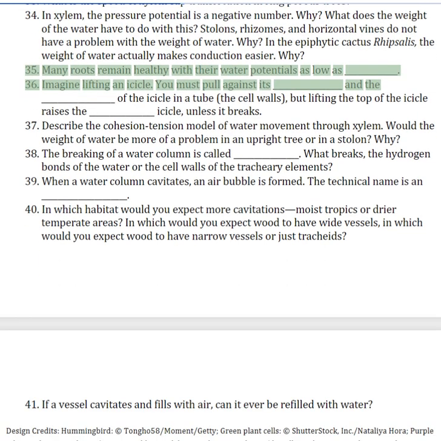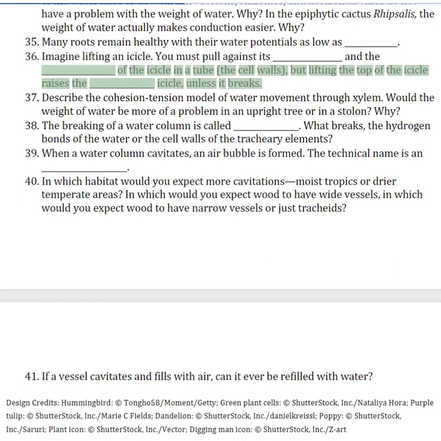35. Many roots remain healthy with their water potentials as low as [what?]. 36. Imagine lifting an icicle. You must pull against its end of the icicle in a tube, but lifting the top of the icicle raises the icicle unless it breaks.